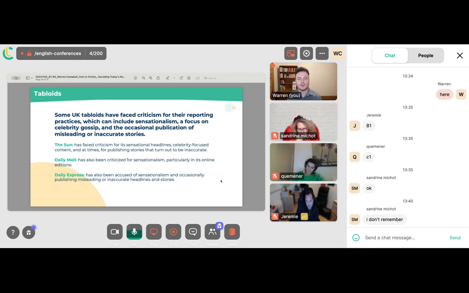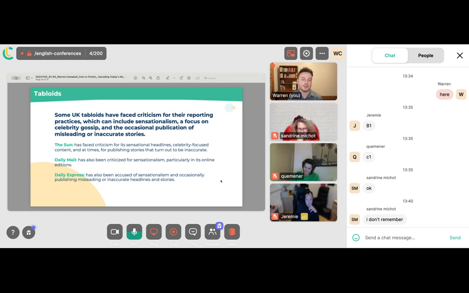As I said, some examples here. The Sun, very popular newspaper in the UK, but it has faced a lot of criticism ever since it began publishing. The paper is known for its sensational, eye-catching headlines, celebrity-focused content, and at times for publishing stories that turn out to be very inaccurate. They have been sued multiple times in the United Kingdom. I think the latest story was Prince Harry in particular and his wife Meghan Markle sued The Sun not that long ago.